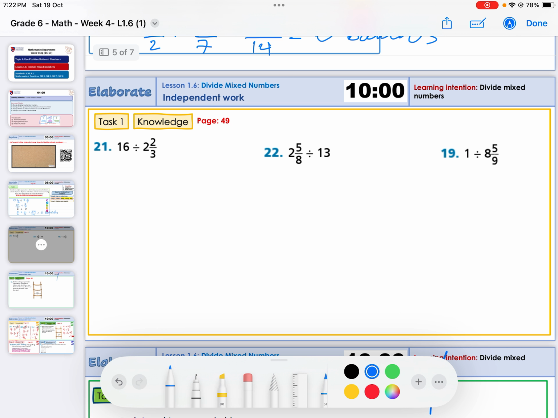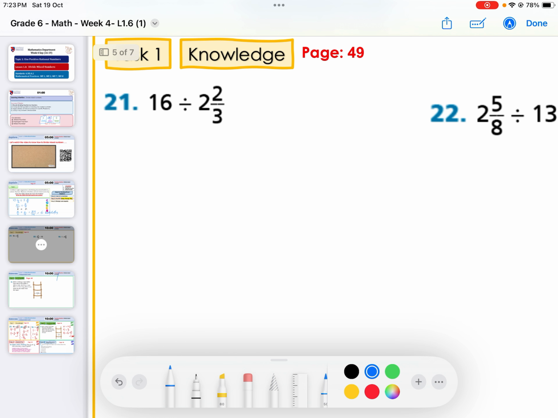Now, let's move on to the second slide. Here we have different cases. As you can see, we're going to be applying the same steps. Step number 1, I will change the first number 16? I don't touch it because it's a whole number. I'm going to keep it the same. Okay, divide stays the same.